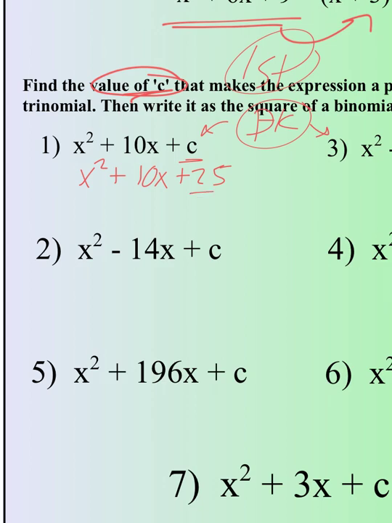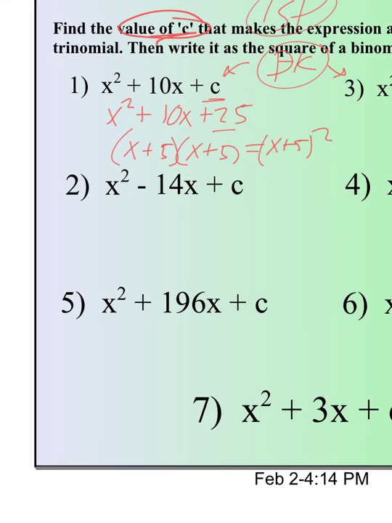Maybe you can start to figure out what's the pattern that'll do this, because now look, I can factor this binomial to x plus 5 and x plus 5, and that would actually equal, as you should write for the problem, x plus 5 squared. Okay, let me do one more, and then I'll unveil the pattern after this one.